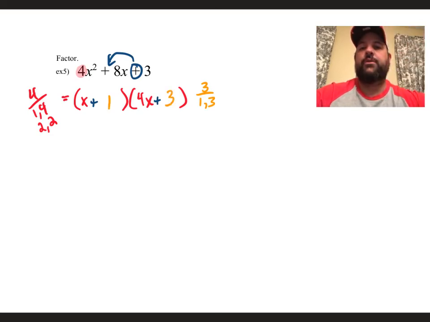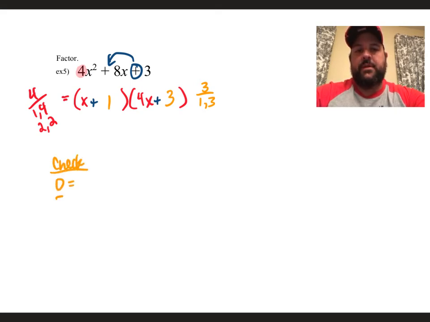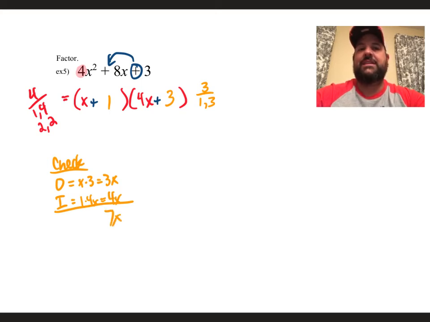And this is where we do the check. If I check the outside plus the inside, outside multiplication in this case, x times 3 gives me 3x. If I do the inside multiplication, 1 times 4x is 4x. I add those together, that gives me 7x. That's a problem because I was supposed to end up with 8x. So the 1 and the 3 don't work in this order, so maybe I switch them.